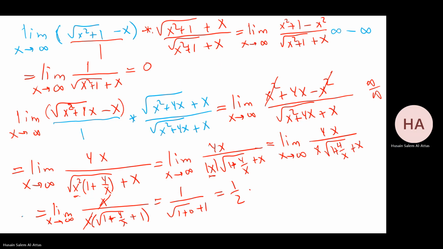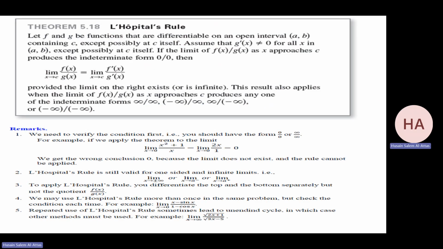I hope it's clear. Now let us deal with L'Hopital's rule. What do we mean by L'Hopital's rule? If you have functions that are differentiable in the open interval concerning c, with g prime not equal to 0 for all x in this interval except possibly at c itself, and I have 0 over 0 or infinity over infinity, then what will happen? The limit of f of x over g of x, as x goes to c, is the same as the limit of the derivative of the numerator over the derivative of the denominator. I'm not doing the quotient rule, just the derivative of the numerator over the derivative of the denominator.